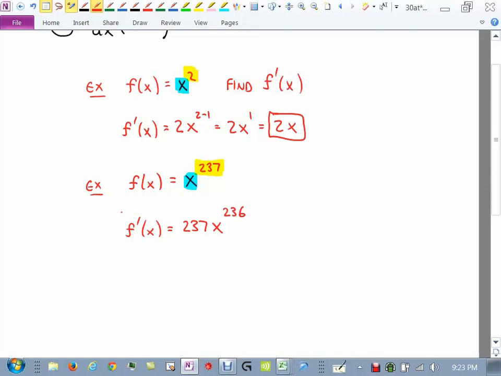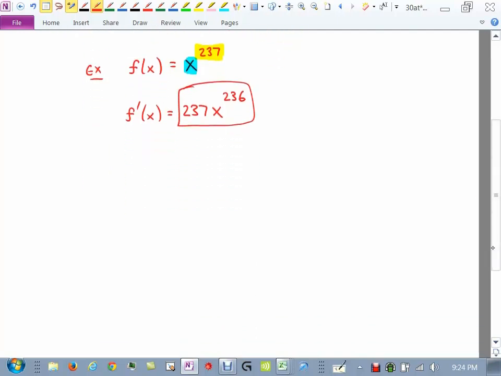Very nice, very short, very quick, very easy. Next one. Let's say we have f of x. This sure beats the limit, doesn't it, doing all that stuff? How about we have square root of x? All right, well, first thing we have to do is realize that square root of x is really x to the 1/2.